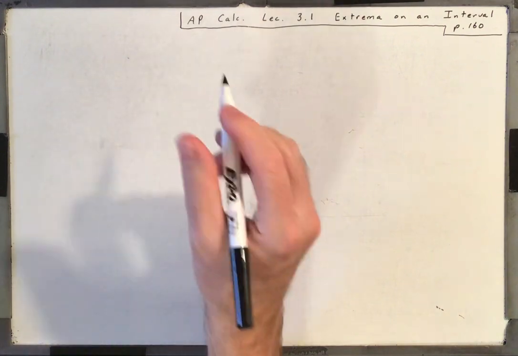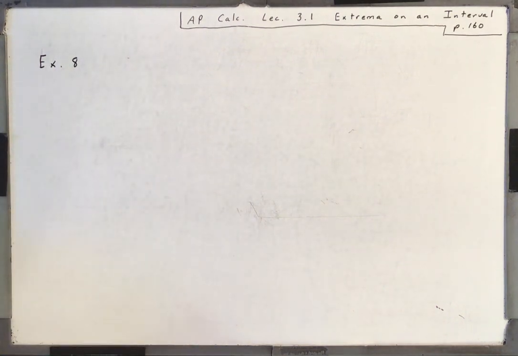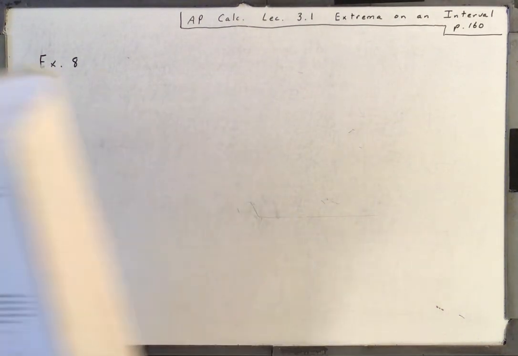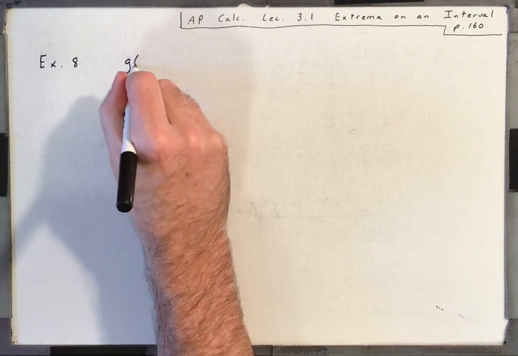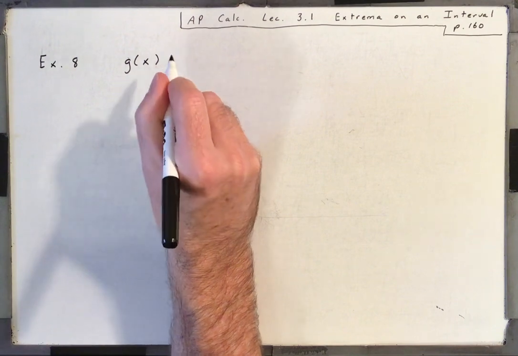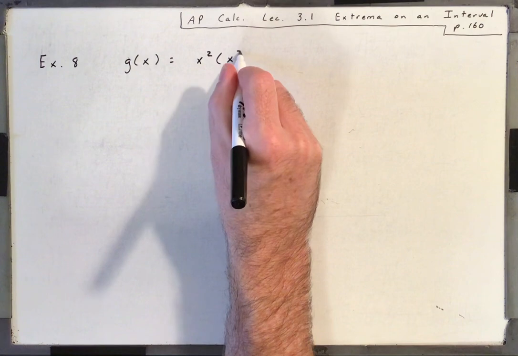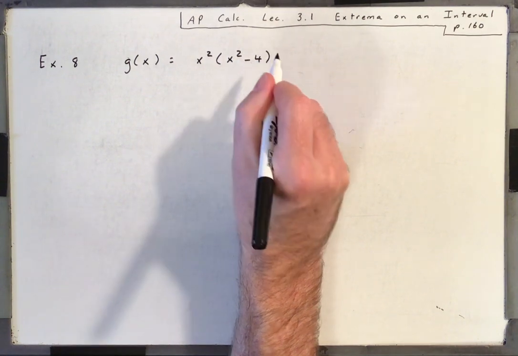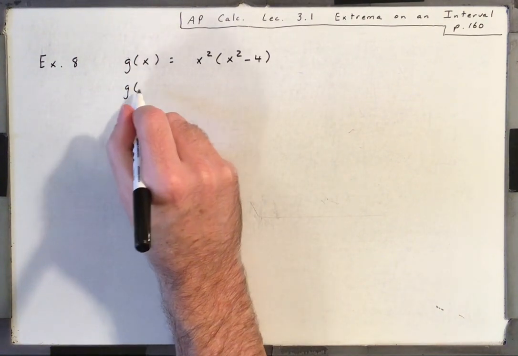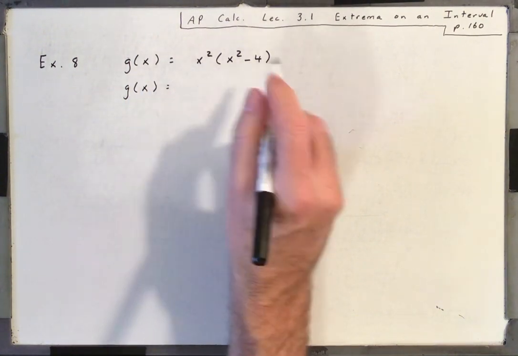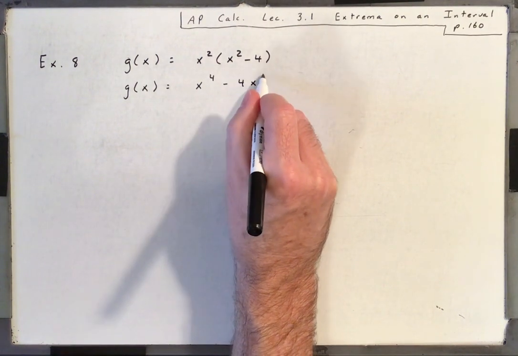Let's do number 8. Number 8 says find any critical numbers. I don't really need to show you the book here. We have g of x is equal to x squared times x squared minus 4. Instead of doing the product rule, let's just distribute that x squared. So that'd be x to the 4th minus 4x squared.